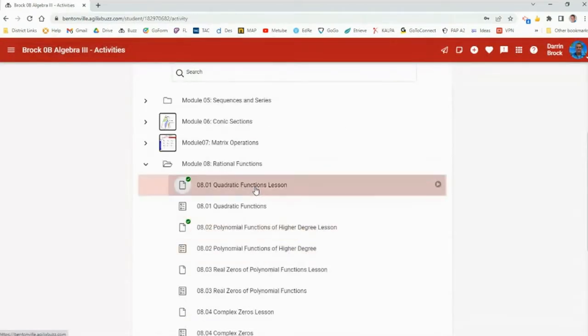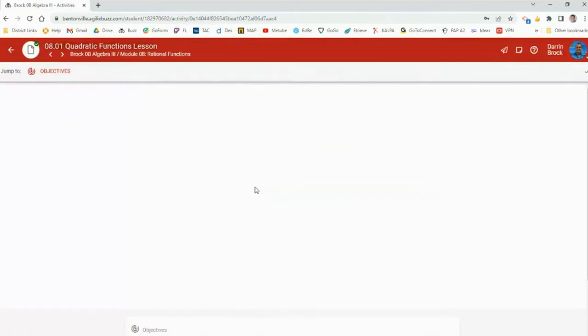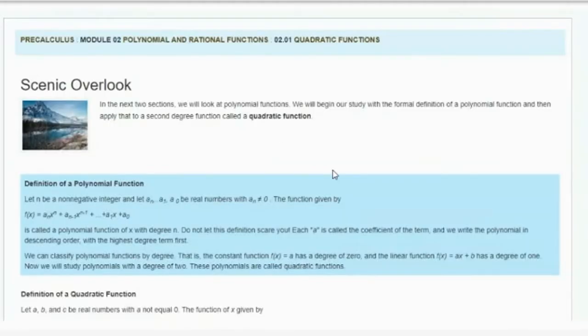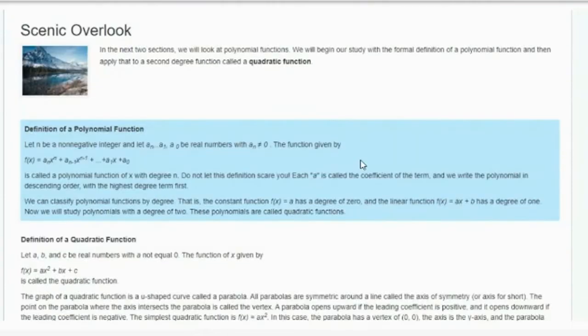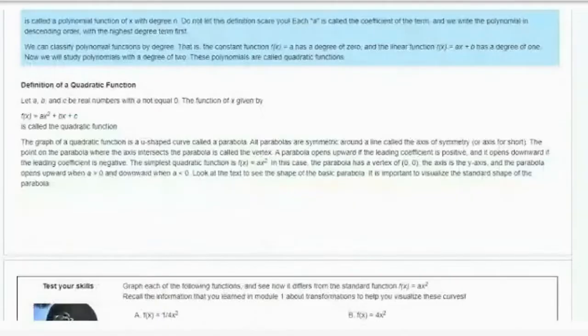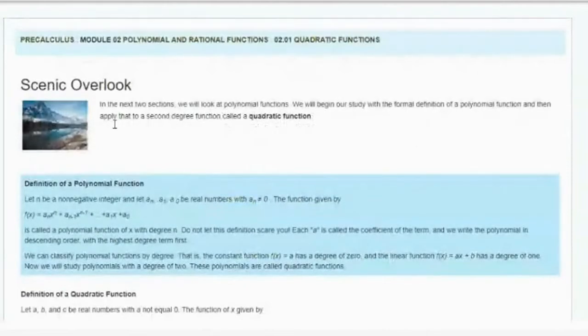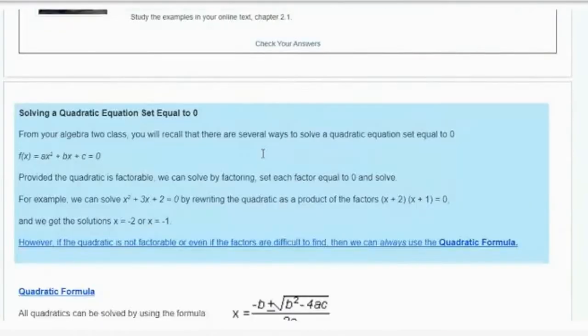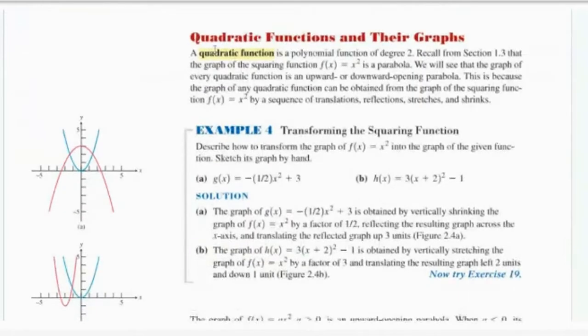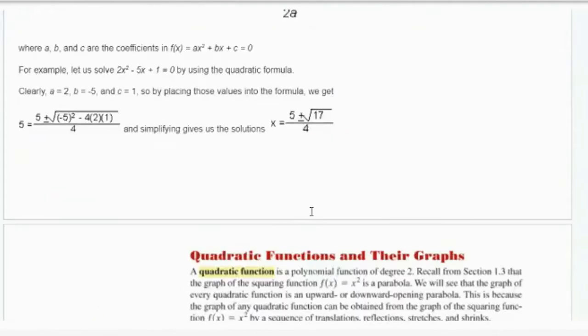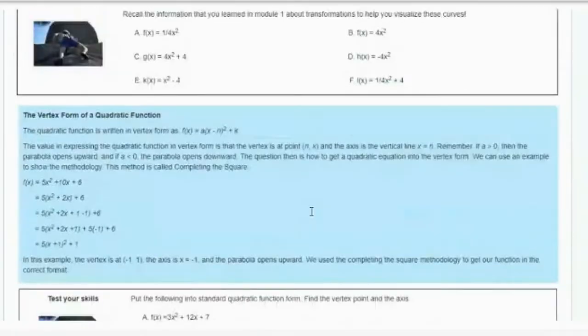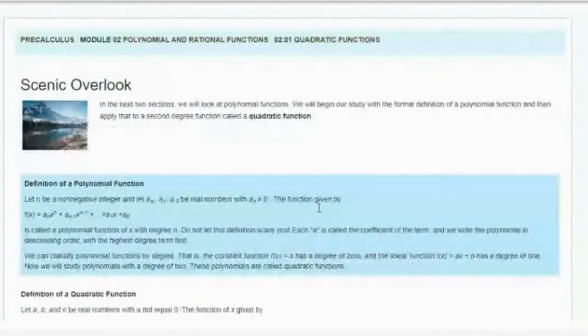Module 8, quadratic functions. And again, this is a good starting place for this unit because you guys have worked with quadratic functions for years. This is one of those lessons that's just all on one page. It's got everything. The first part up here, the scenic overlook, that's what we're going to go through. That just summarizes, and then this is the actual start of the lesson in more detail with more examples. So we'll look at the summary up here in the blue part, the scenic overlook.